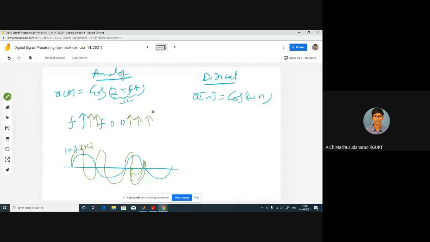Then what about the digital case? Is it true? If I increase my omega, the frequency of oscillations also increases, but there is some constraint. What is that constraint?